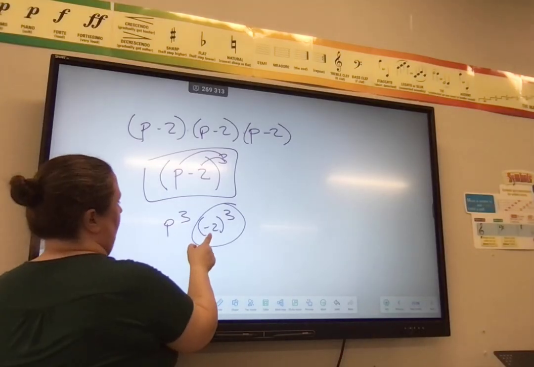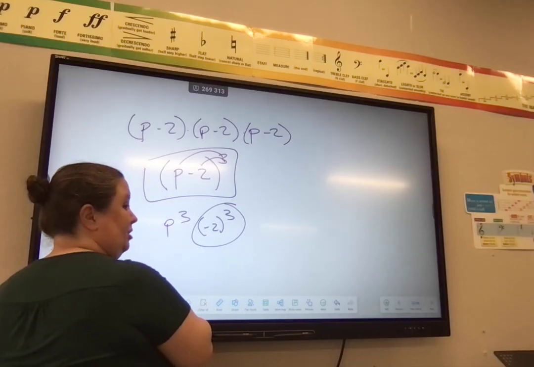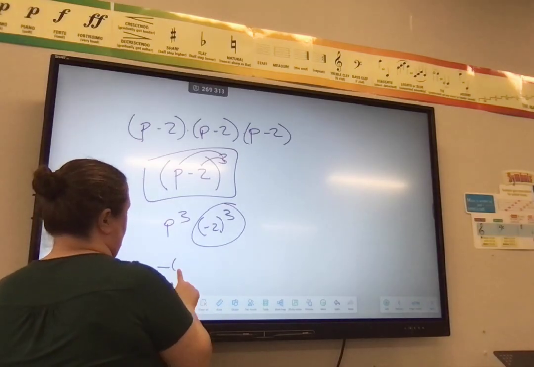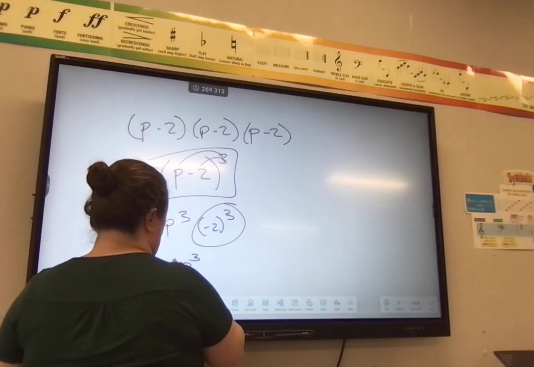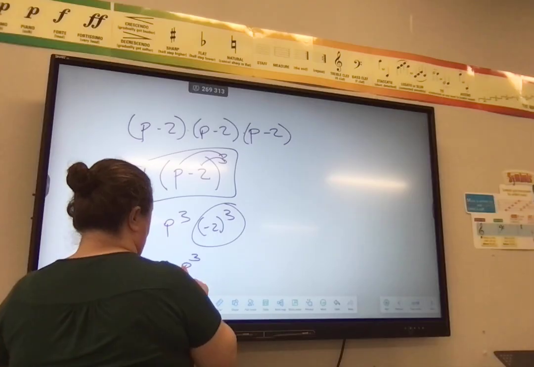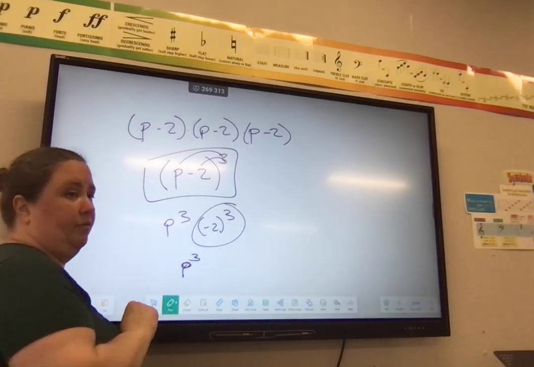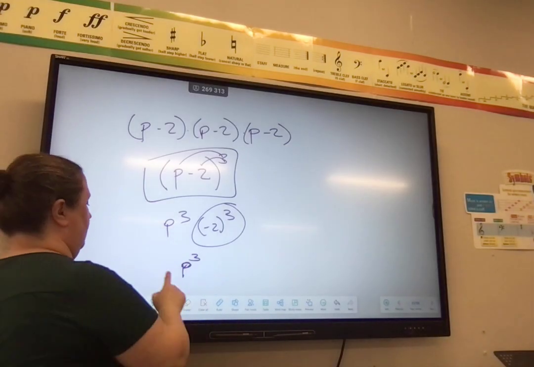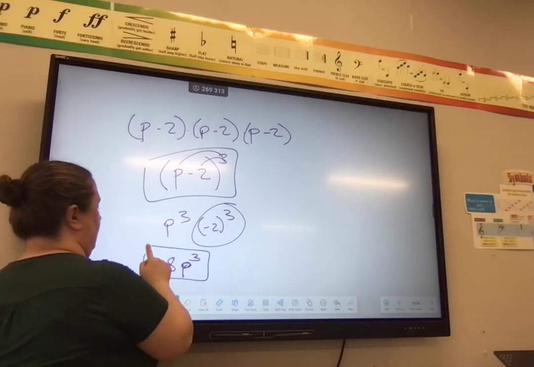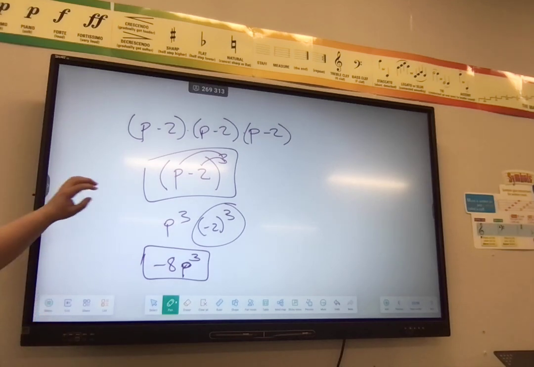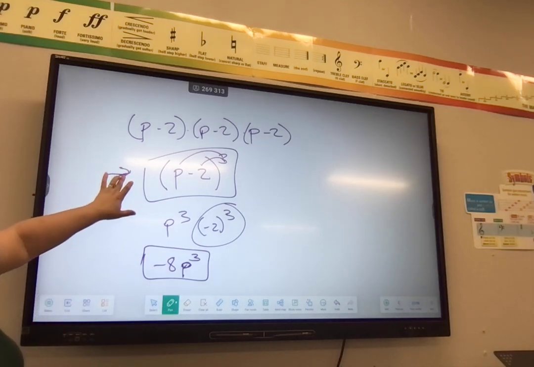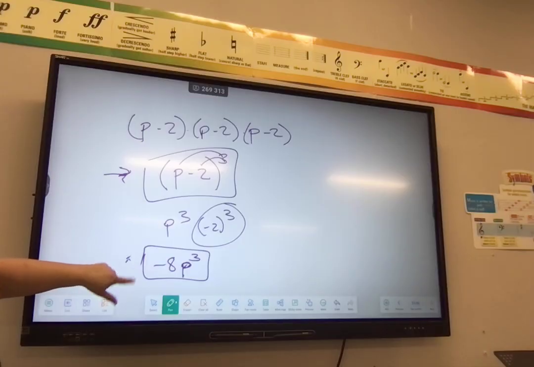Because this would simplify further. What's negative 2 to the power of 3? Negative 6? Oh, wait, no. That's not right. What would it be? Negative 2 times negative 2 would be 4. And then 4 times negative 2 would be negative 8. So this would be completely simplified. But I'm okay with this being your final answer for now. Eventually we're going to get to this point, but baby steps. Any questions on number 13?